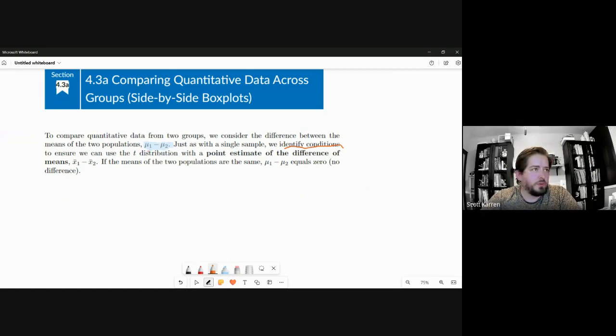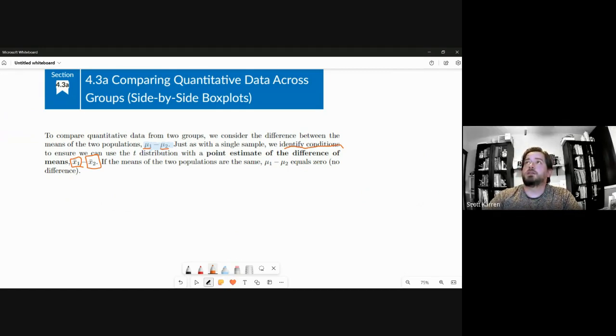Which is to say, we want to find out if population 1 is different from population 2 by some significant amount. We're going to sample population 1 and get a sample mean, x bar sub 1, and look at population 2, get some sample from population 2, and look at the difference between those, and then see if that is significant. For now, this 4.3a doesn't go into the math of it. It just goes into the motivation of it more than anything, and what it looks like.